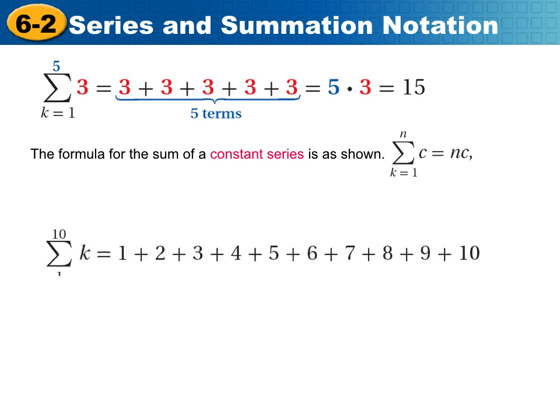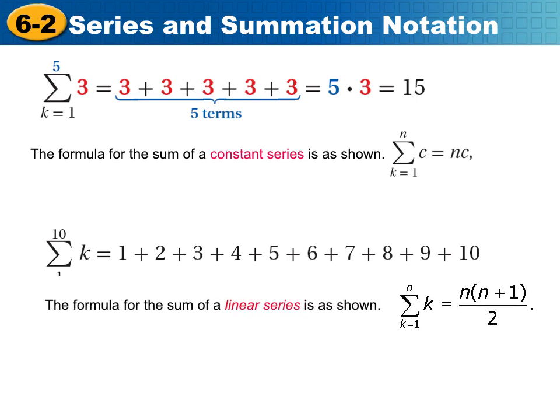So same goes for linear sequences. Here we have a linear sequence, the sum of numbers from 1 to 10. It's pretty long. You don't want to do that. So we have an easy way of doing that. So the formula here is n times n plus 1 over 2. N is the last value for k. So the last value for k here in the question is 10. So the answer will be 10 times 10 plus 1 over 2. So it's an easy way of writing the sum.